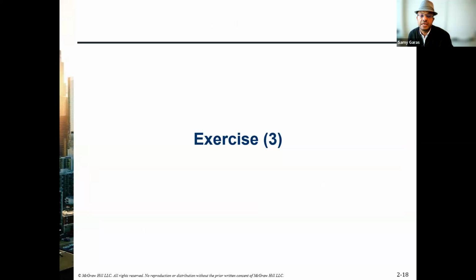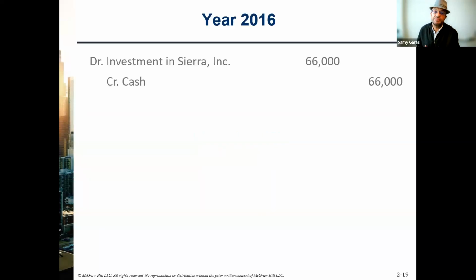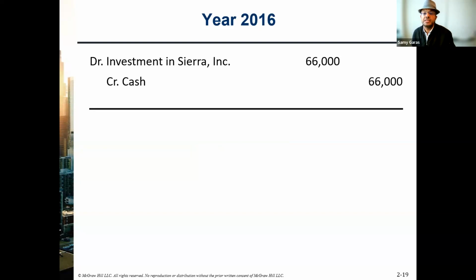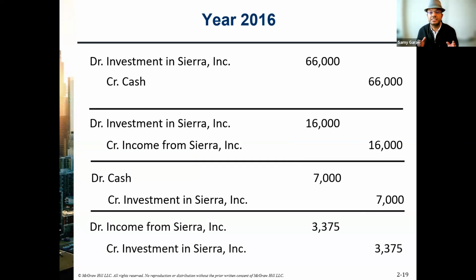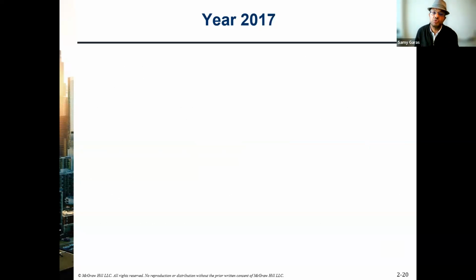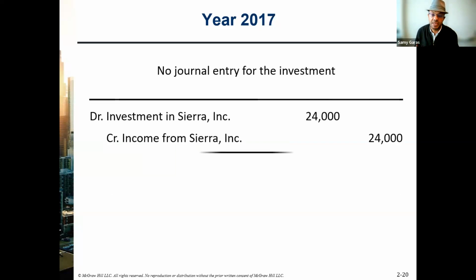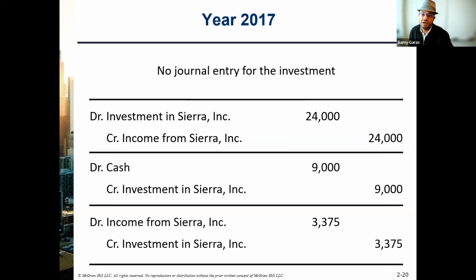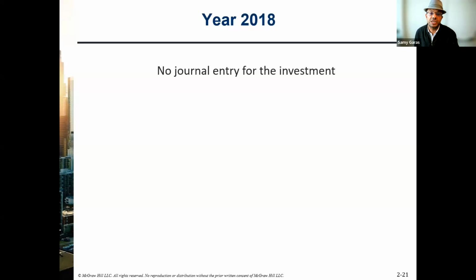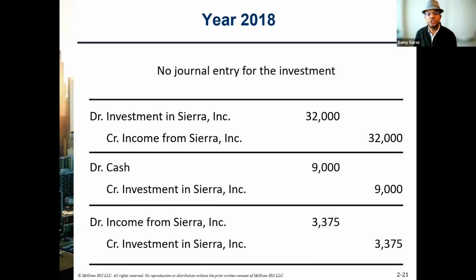So here is the first year. We debit investment, credit cash. Then we recognize the income and the dividends from the table. But then we recognize the amortization of the difference here, 3,375 in year 1. In year 2, there is no investment account, but we make one journal for the income and one journal for the dividends, and the last one for the amortization. The same thing we do in year 3, where we do one journal for the income, one journal for the dividends, and one for the amortization of the difference.